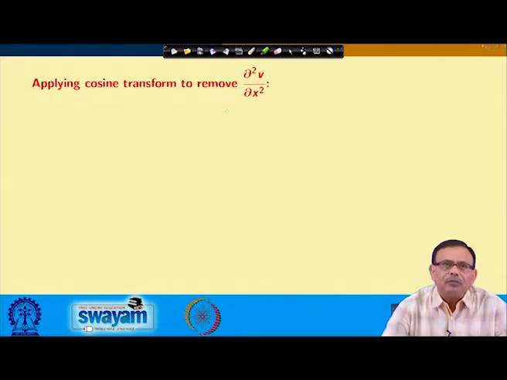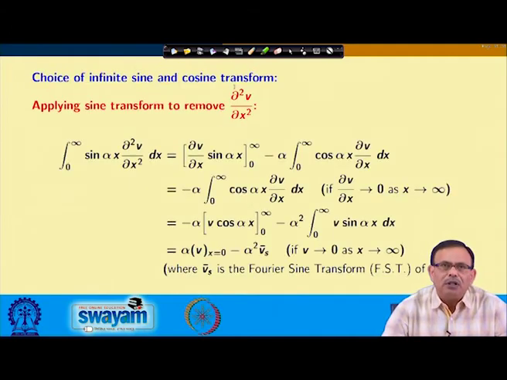Similarly, if I have to remove del 2 v del x square using the cosine transform, what condition is necessary? Please note one thing here: whenever I take the Fourier sine transform of del 2 v del x square, this equals alpha v at x equals 0 minus alpha square v bar s, where v bar s is nothing but the Fourier sine transform of v.